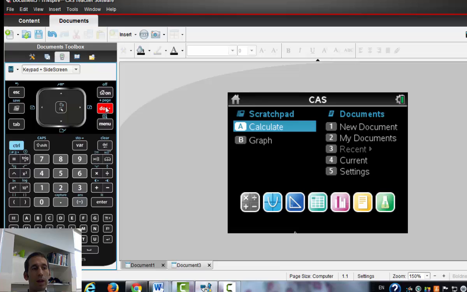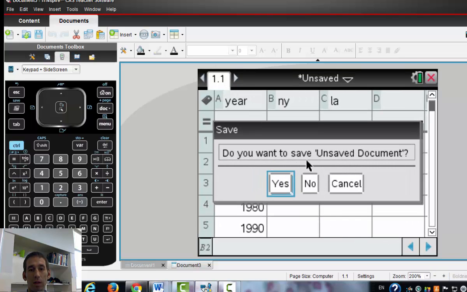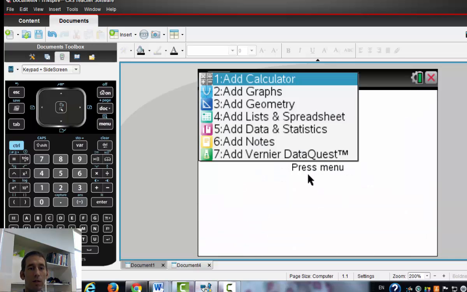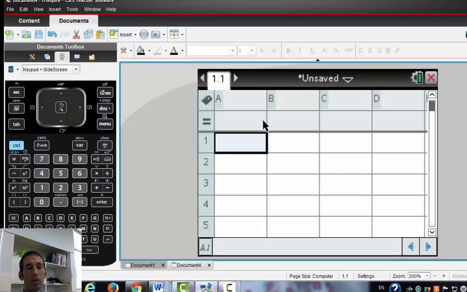So to do that, we need to open up a new document. We're going to do that in our calculator. I don't have anything that I want to keep, so I'm going to hit no to saving it. And we're going to add a new list or spreadsheet here. You'll notice it's kind of like an Excel document.